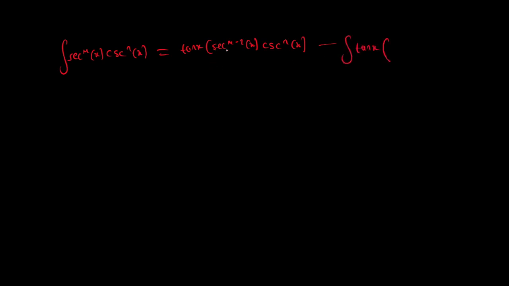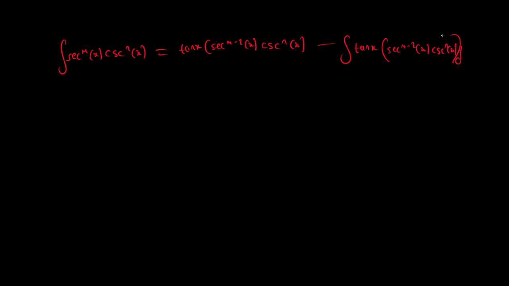So let's go to the next page. We are looking at the integral of secant to the m of x cosecant to the n of x. We say this is equal to uv, that is tan x times secant to the m minus 2 of x, and then cosecant to the n of x. So we are going to subtract the integral of tan x multiplied by the derivative of secant to the m minus 2 of x, and then cosecant to the n of x dx, obviously.